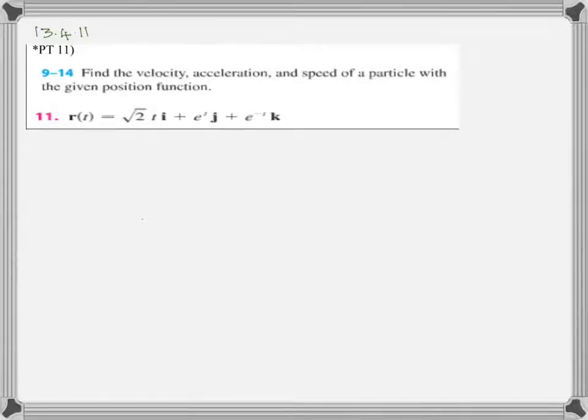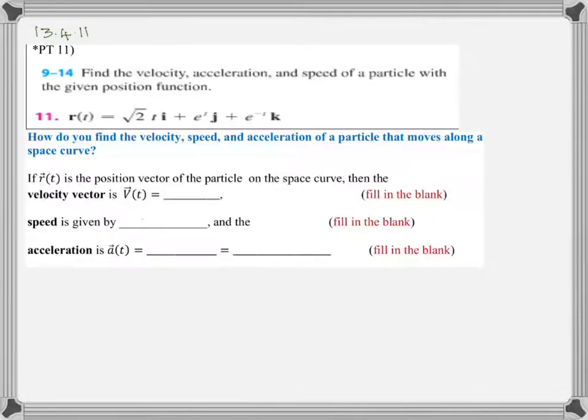Hi, in this video, I will be showing you problem number 11 of chapter 13, section 4. Find the velocity, acceleration, and speed of a particle with a given position function. It's kind of similar to the problem that we discussed before, problem number 5. Problem number 5 was two-dimensional and this is three-dimensional. That's the only difference. The method is the same though.